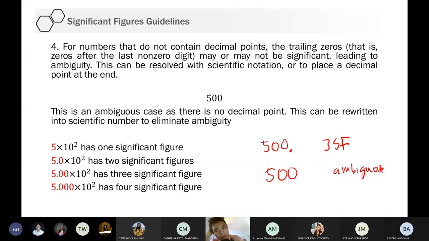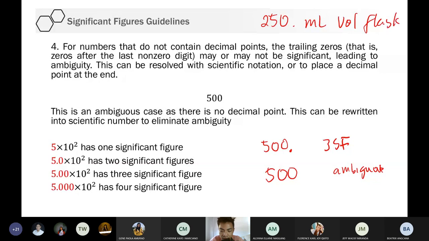So that's why when you check the quizzes later on in analytical chemistry, you will see numbers with a decimal point at the end. For example, something like this, 250 ml vol flask.